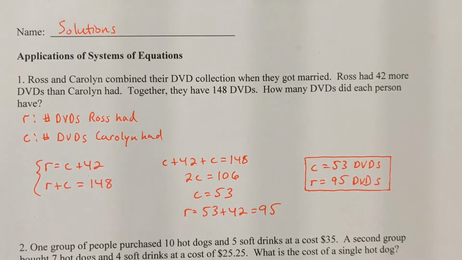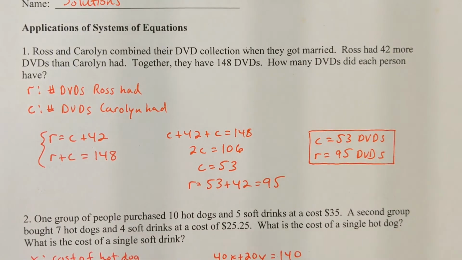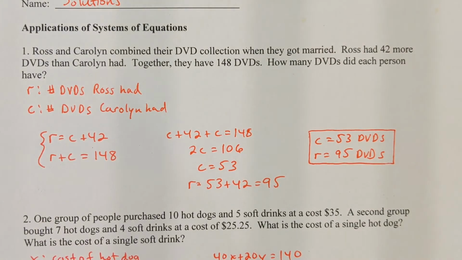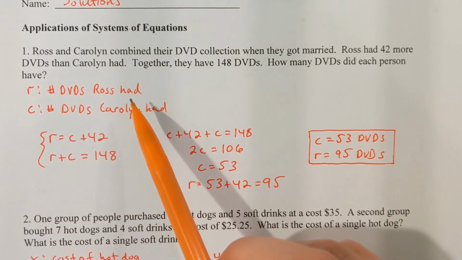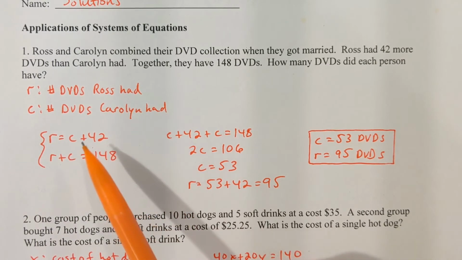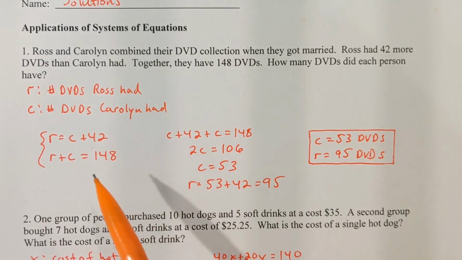So let's take a look at some applications now. Problem 1, Ross and Carolyn combined their DVD collection when they got married. Ross had 42 more DVDs than Carolyn had, and together they have 148 DVDs. How many DVDs did each person have? Well, if I let R represent the number of DVDs that Ross had and C represent the number of DVDs that Carolyn had, then I can create this system of equations representing the situation here.